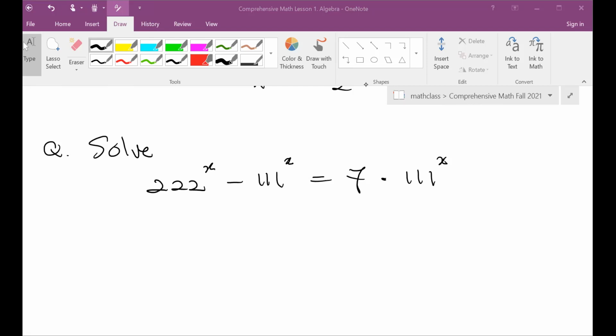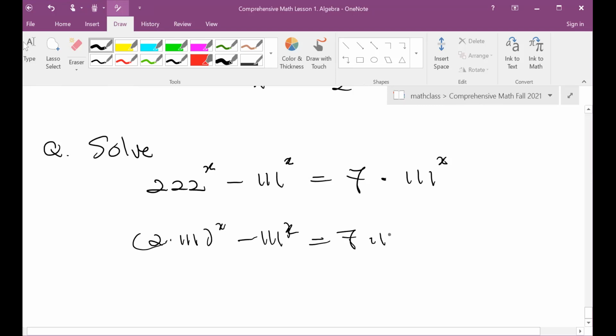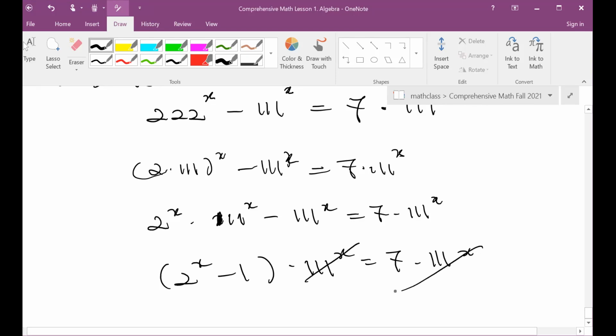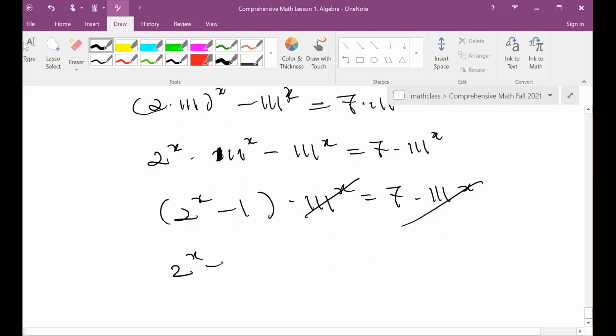Good job. Okay. So you see, first of all, make a simple observation. 2 is just double of 1, right? So it's going to be 2 times 1 to the power x. Then you see that 2 to the x and 1 to the power x, and you will see that you can get a common factor, you can take it out. And you see that clearly this can be canceled out. So you have 2 to the x minus 1 equals 7.